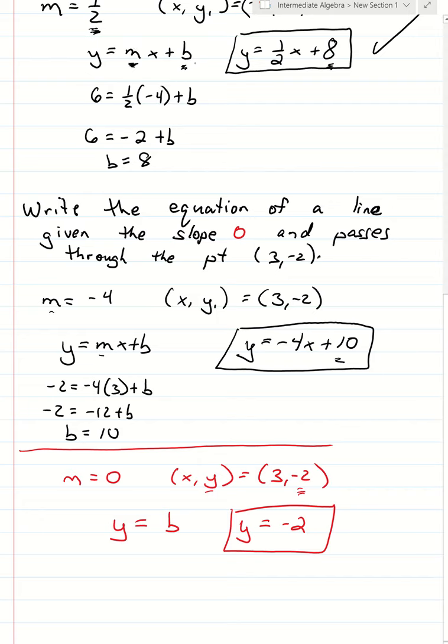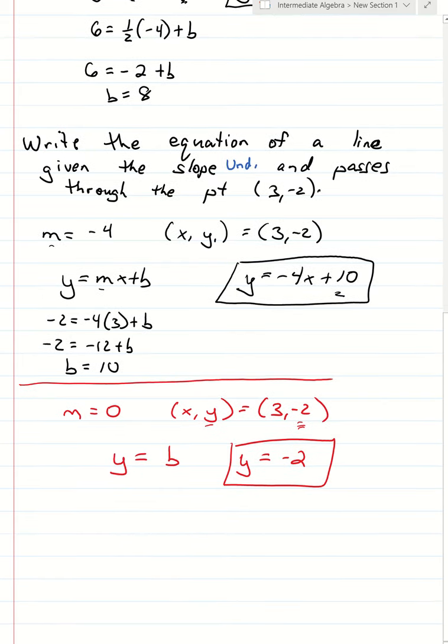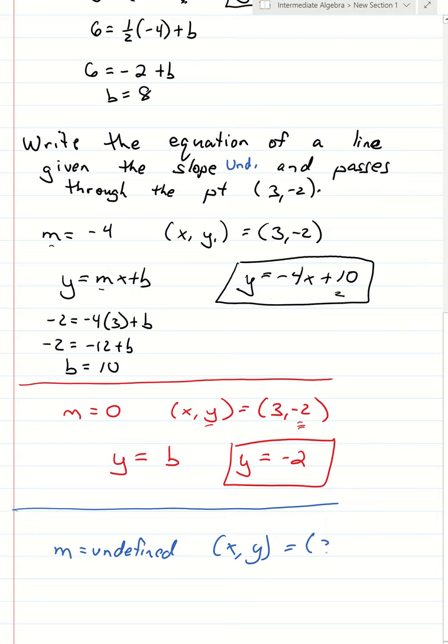Let's say we have now, instead of a slope of 0, let's say given the slope is undefined. Okay? And it's still going to pass through the point 3, -2. And so now our slope is undefined, and our xy is still going to be 3, negative 2.